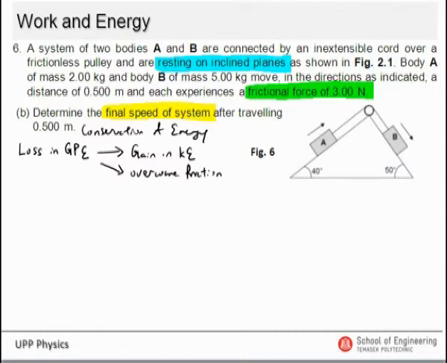So let's write the principle of conservation of energy formally in an equation. You can say that the loss in GPE is equal to the gain in kinetic energy, or KE, of the system plus the total work done against friction.